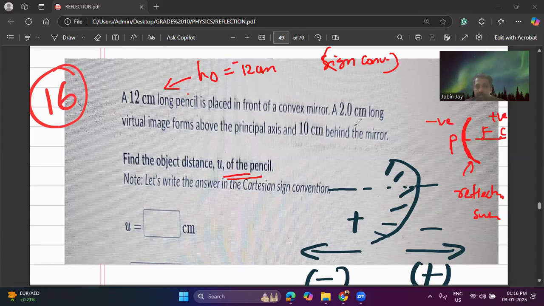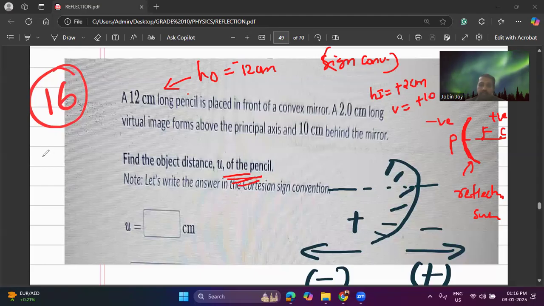A 2 centimeter long virtual image forms above the principal axis. So HI, above the principal axis, means plus 2 centimeter. And 10 centimeter behind the mirror means V. Behind the mirror means here, so the image will be here. So V is equal to, what is the sign? Plus 10.